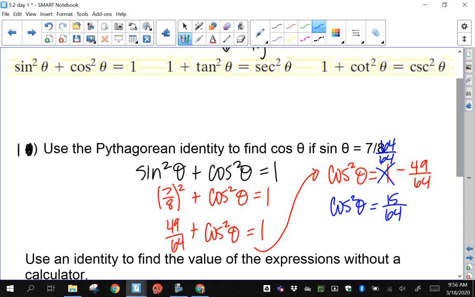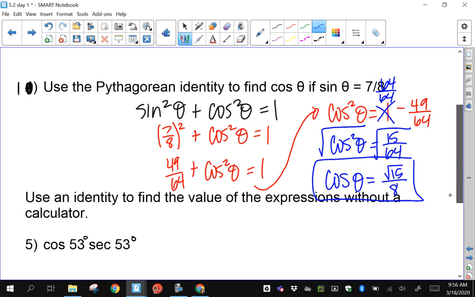This question asks me to find the value of cosine, so I need to take the square root on both sides. And when I do that, cosine of theta is the square root of 15 over 8. The square root of 15 is as simple as that gets, but I can simplify the denominator, which is great because then we don't have to do any rationalizing.